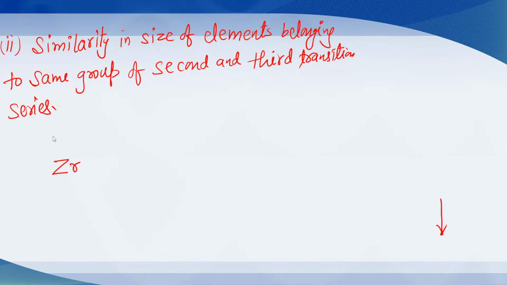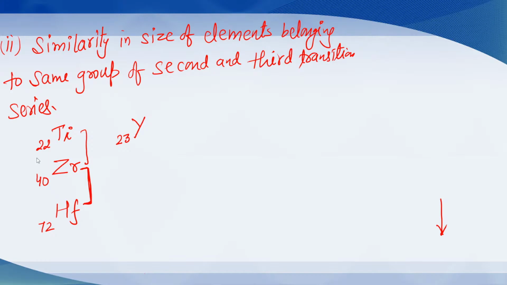Above zirconium there is titanium, and below it is hafnium. Atomic number of titanium is 22, zirconium 40, and hafnium 72. So see, from titanium to zirconium there is an increase in size, but from zirconium to hafnium they have almost the same size, and the reason is very simple: lanthanoid contraction, due to the presence of extra 14 f electrons.